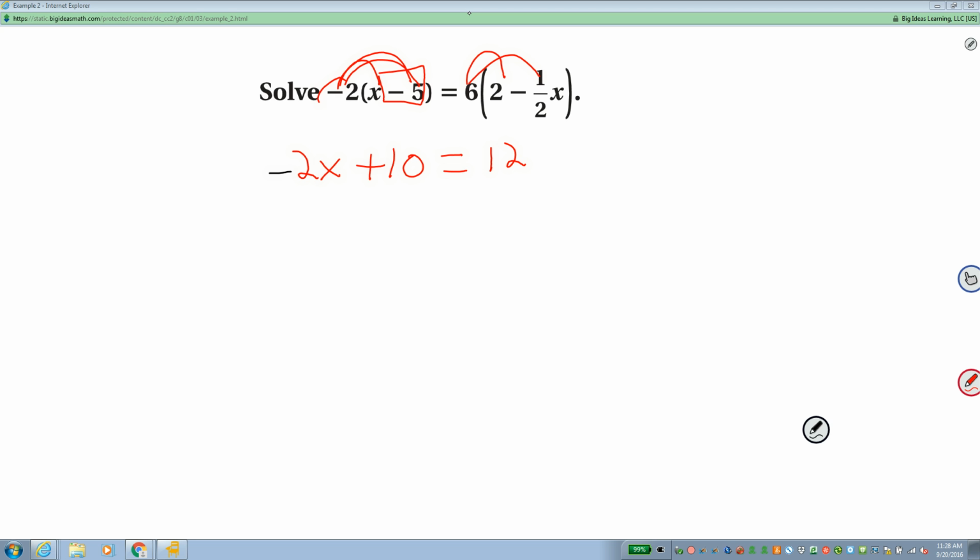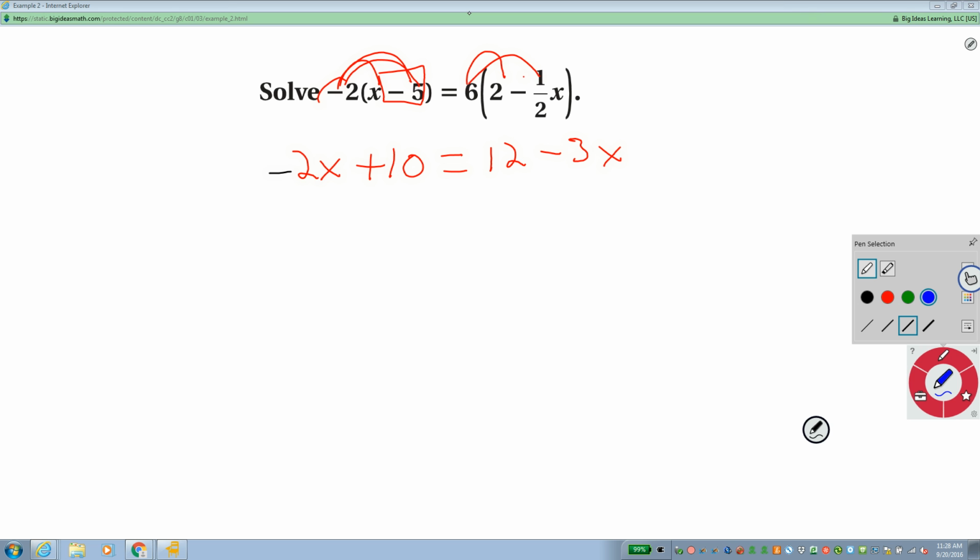6 times negative 1/2. When I see a negative 1/2, it's almost like dividing by the denominator, because it's that 1/2. So in this case, it's 6 divided by negative 1/2. It's going to be half of 6. So what's half of 6? 3. But we still have that negative, so it's negative 3x. So now we have it set up like we did before. Okay? So we took care of parentheses.